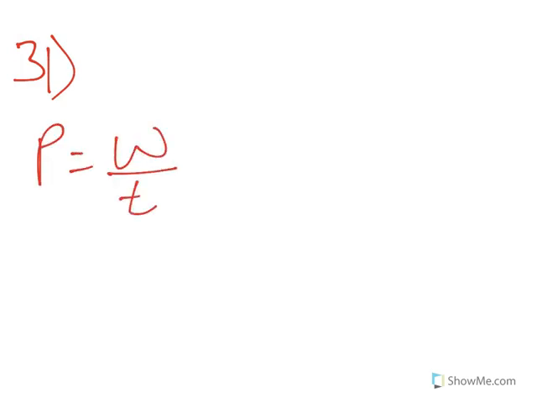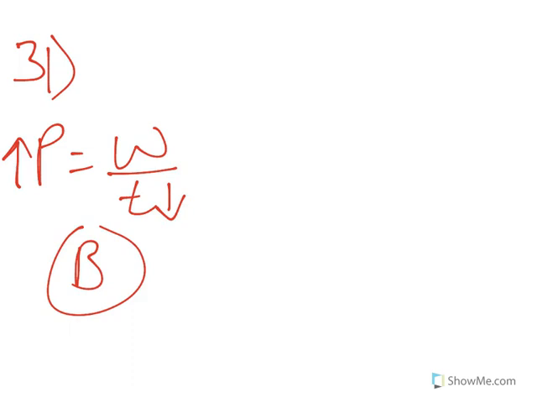As the time required to do a given quantity of work decreases, the power developed would increase. Because on 31, power is equal to work divided by time. So if you decrease the time, so if time goes down, that's going to make the power go up. Alright, so it should be B, increases.